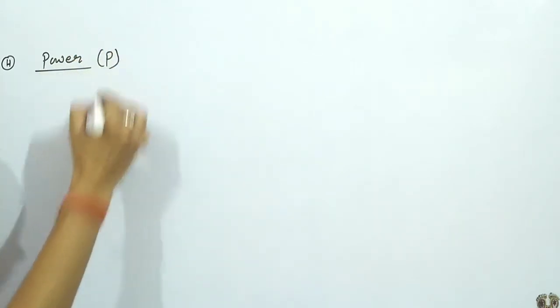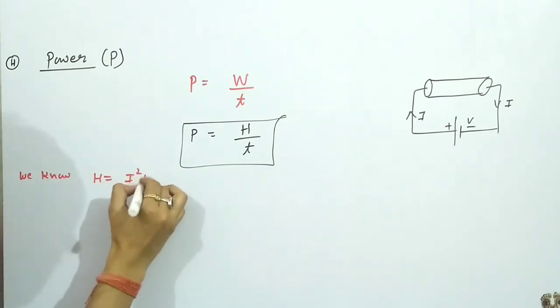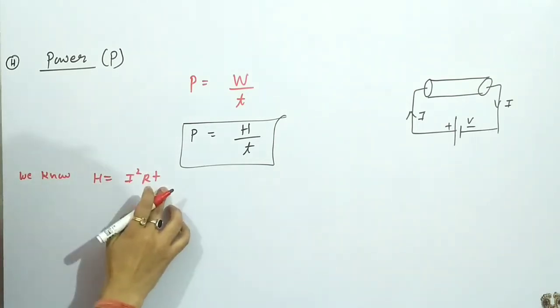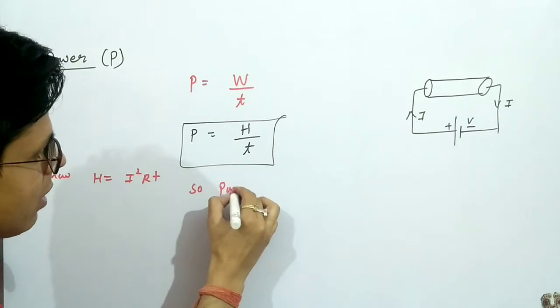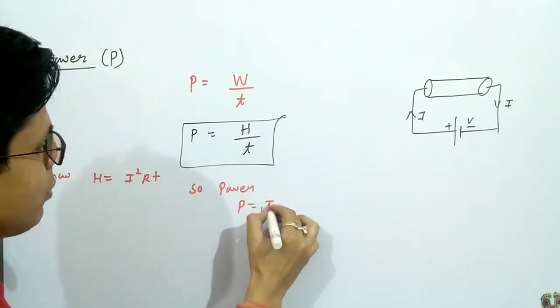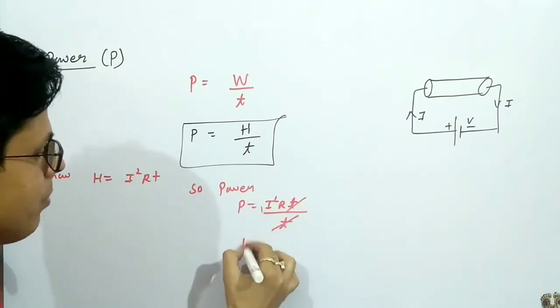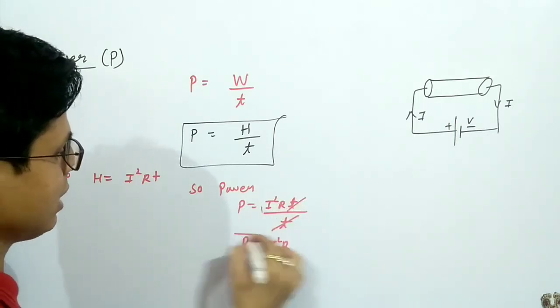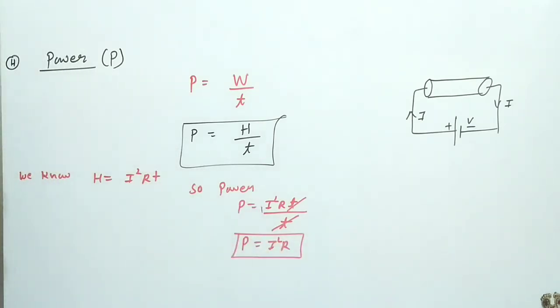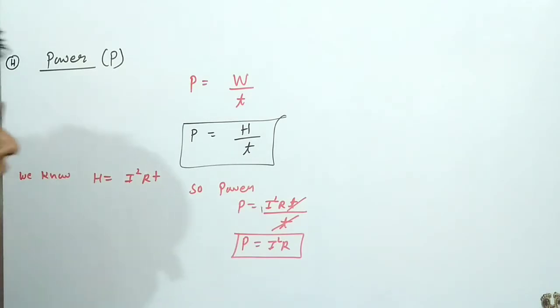Power is represented by P. Now we have proved H equal to I square RT. Heat H equals I square RT. So power P equals, in place of H we put I square RT upon T. T will cancel out. P equals I square R. This is the formula of power. Now you can convert it into different forms.